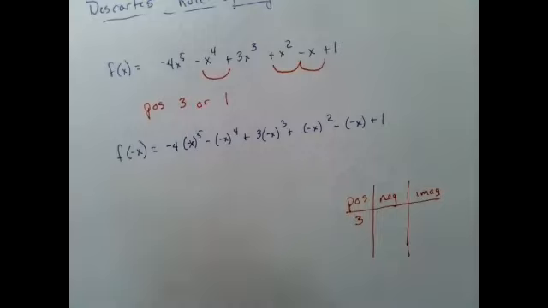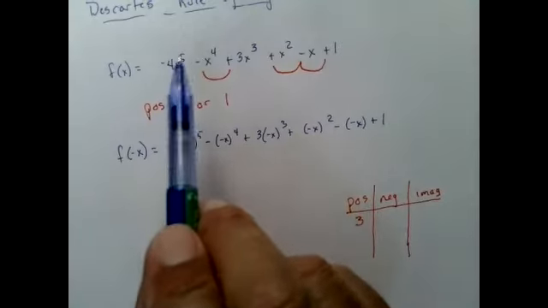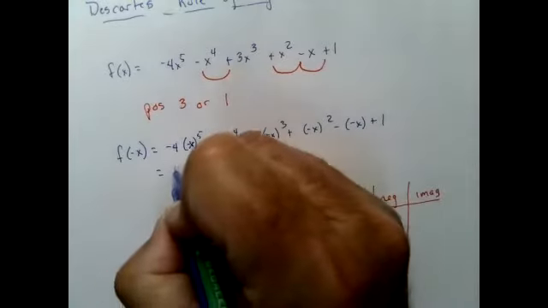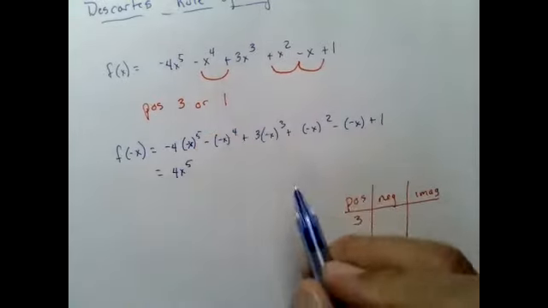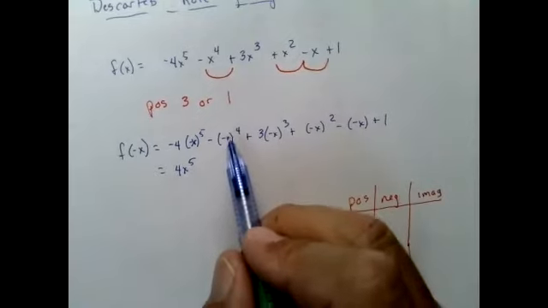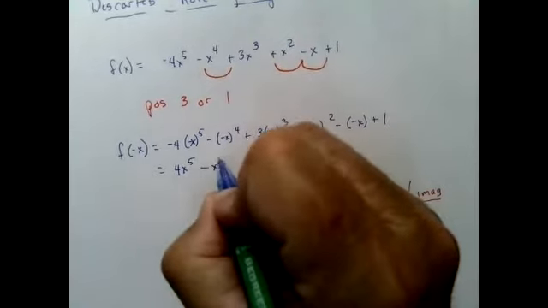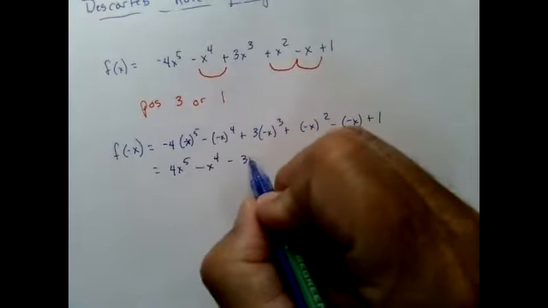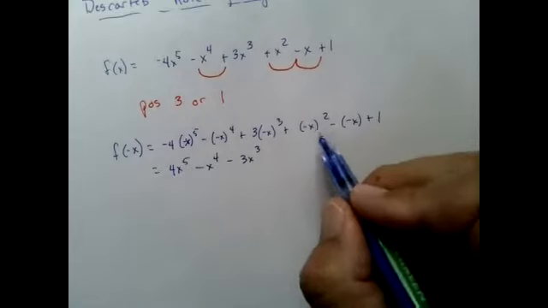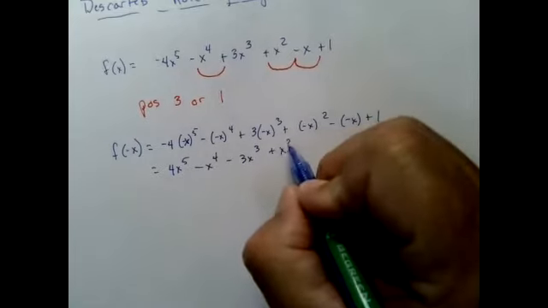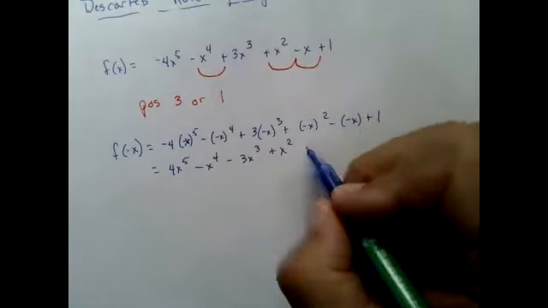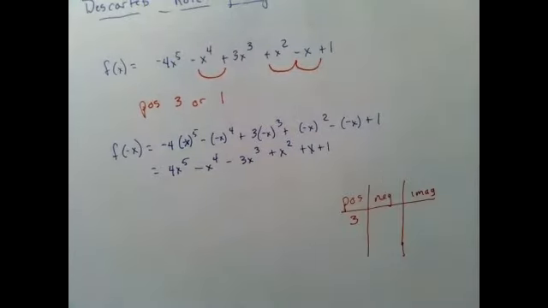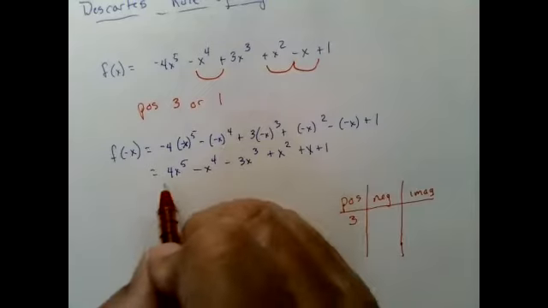And what ended up really happening was wherever there was an odd, the sign changed. So this became positive 4x to the 5th. Negative x times negative x times, that's x minus x to the 4th, minus 3x cubed, plus x squared. Okay, I think I'm getting it there. Plus x plus 1. Now he went through and counted the sign changes.